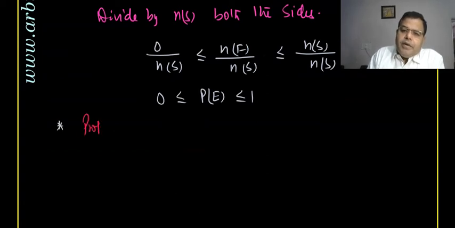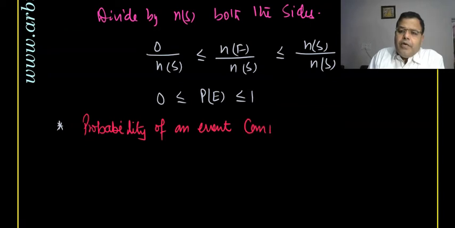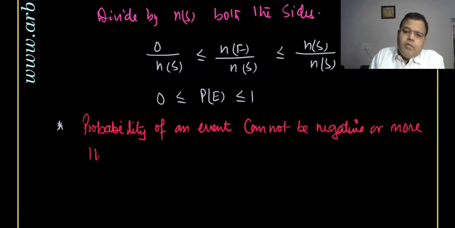The probability of an event cannot be negative or more than 1, right? Now when the probability of an event is 0, then it is called a null event.